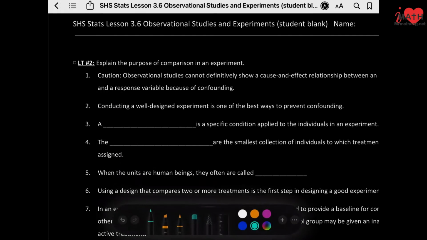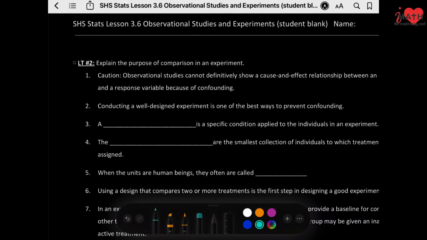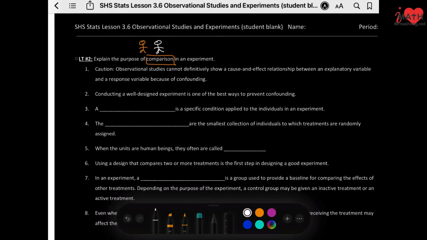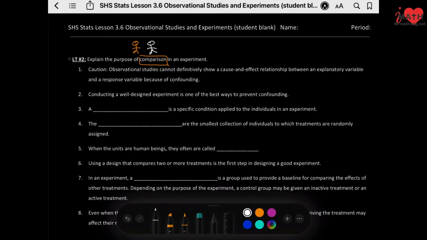Explain the purpose of comparison in an experiment. Remember, when you're comparing, I don't know about you, but I have 2 older brothers, and it's so easy to compare, right? All right, some cautions here. Observational studies cannot definitively show a cause and effect relationship between an explanatory and a response variable because of confounding. Conducting a well-designed experiment is one of the best ways to prevent confounding.